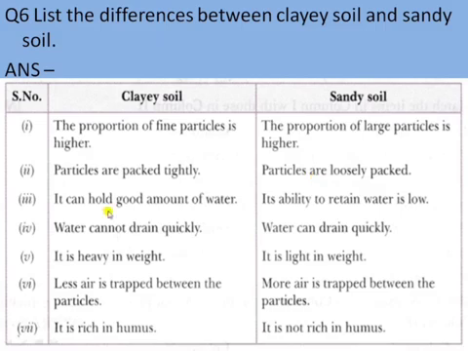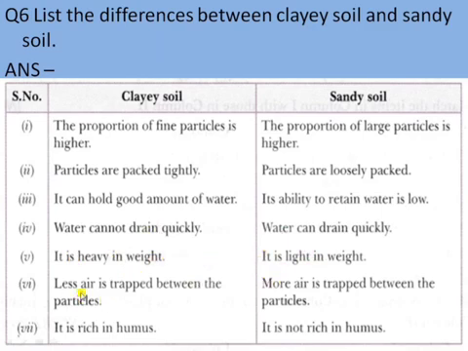In clay soil, they can hold a good amount of water. In sandy soil, its ability to retain water is low. Their water holding capacity is low. Water cannot drain quickly in the clay soil. Water can drain quickly in sandy soil. Clay soil is heavier in weight. Sandy soil is lighter in weight.